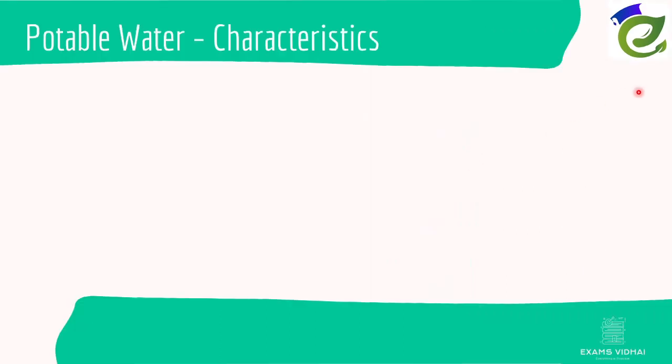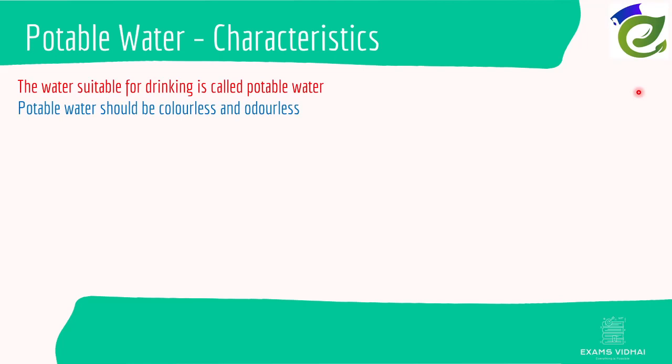Potable water, let's look at its characteristics. Before going into the characteristics, we probably want to know what is potable water. So what is potable water? The water that is suitable for drinking and for other uses is called potable water, and this is mainly for drinking purposes. So water suitable for drinking is called potable water.